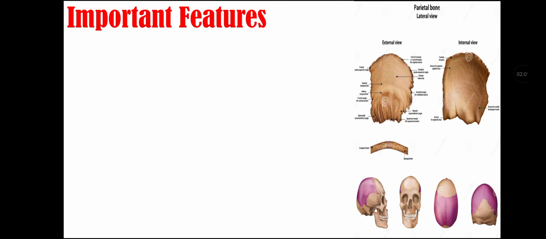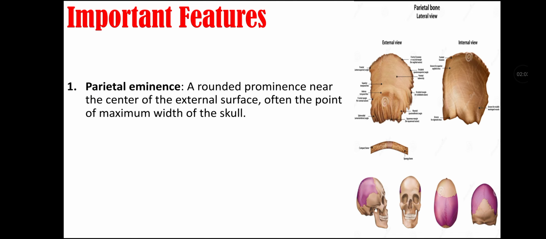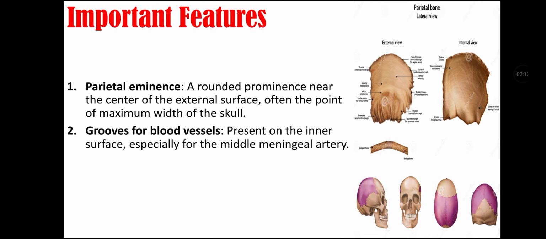Now let's talk about important features of parietal bone. The first feature is the parietal eminence. That is a rounded prominence near the center of the external surface, and it is often the point of maximum width of the skull. The next feature is the groove for blood vessels. They are present on the inner surface of the parietal bone, especially for the middle meningeal artery, which are more prominent.